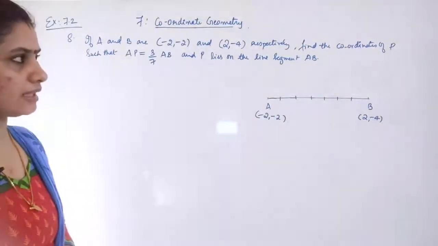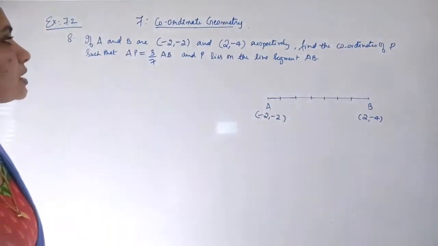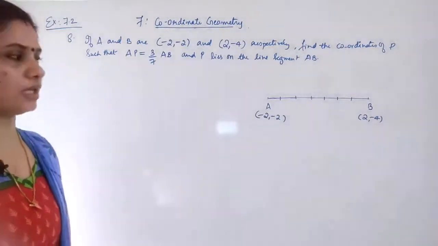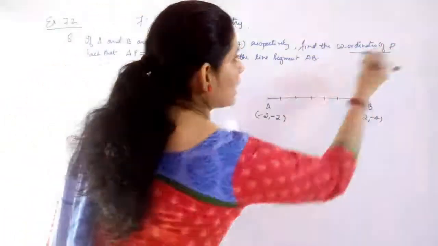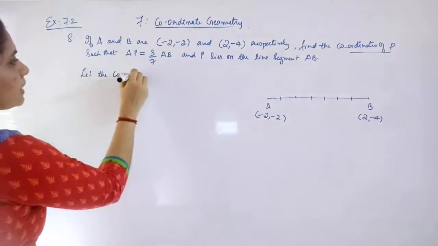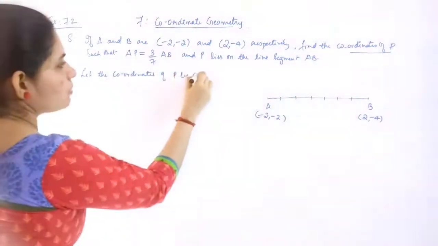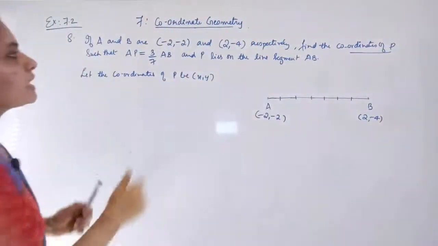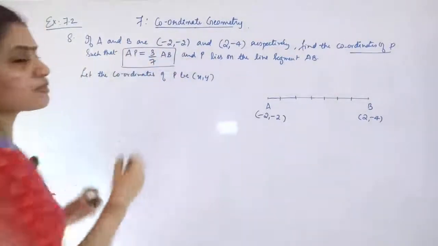Okay. Question number 8 is, if A and B are (minus 2, minus 2) and (2, minus 4) respectively, find the coordinates of P such that AP is equal to 3 by 7 AB and P lies on the line segment AB. So you have to find the coordinates of P. For that we will just take, let the coordinates of P be (x, y). So you have to find out the values of x and y. Okay. And the concept which they have given is AP is equal to 3 by 7 times AB.